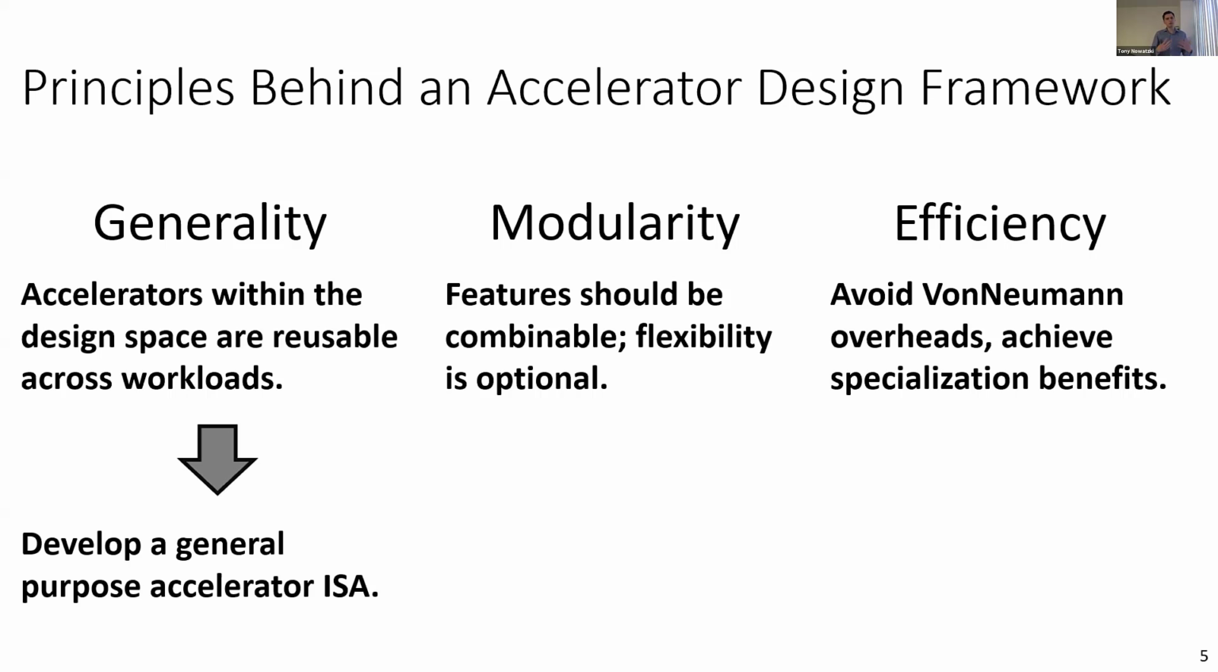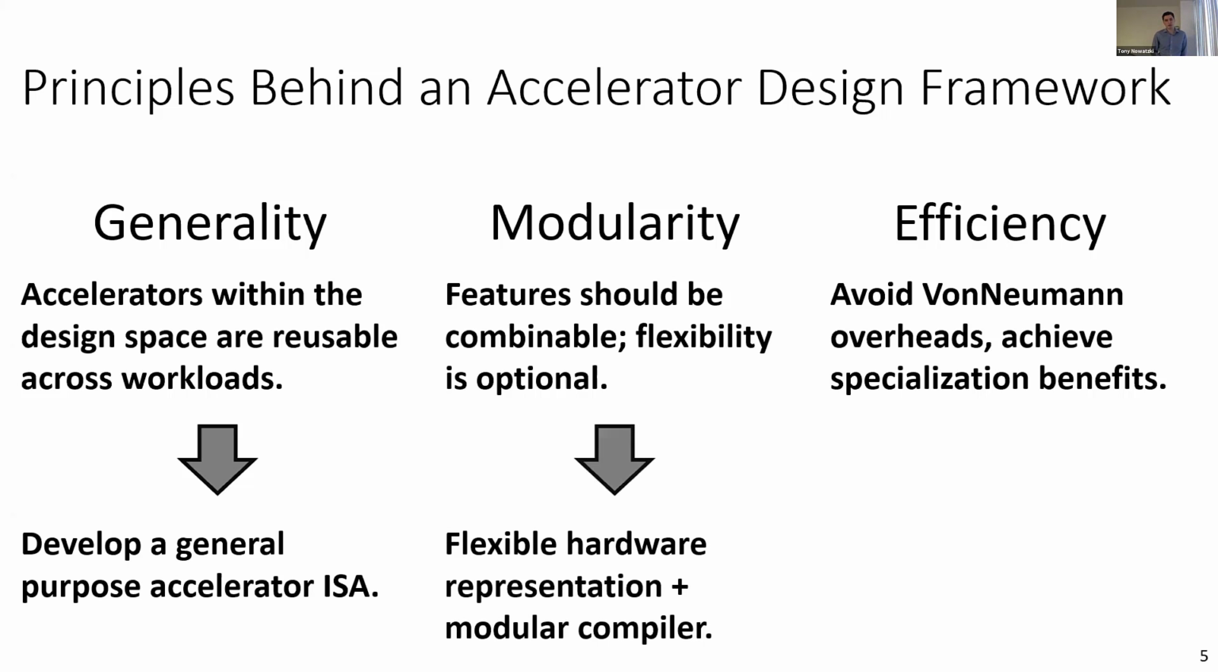And you should be able to have just as much flexibility as you want. If you want a very flexible design, then you provide support for that, but we don't want to force people to have flexibility when they don't need it. And so what that means to us is that we need some kind of flexible representation of hardware. In our case, we built a graph-based representation of the hardware, and also we need a compiler that can understand what is in that representation, so that it can apply the relevant transformations to the program.